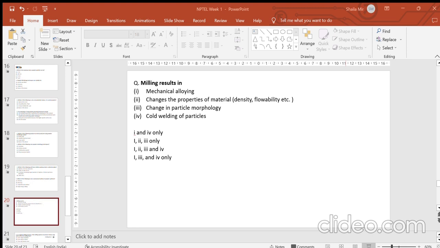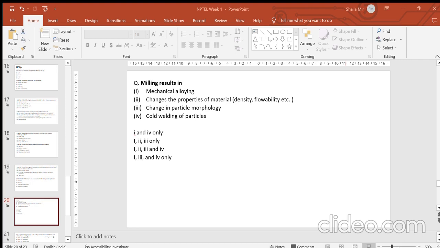Any answers? One, two, three. One, two, and three. One or four. One, two, and three will be correct. But four will also happen if you are talking about the metallic species.